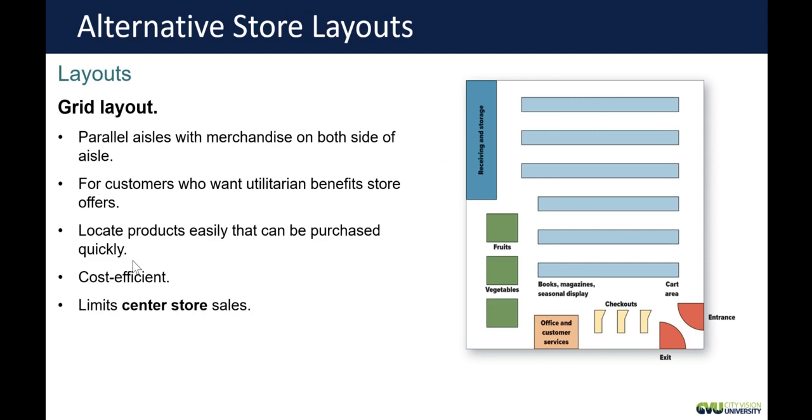So when we talk about what kind of layout and store design you should use within your store, one of the more common ones is a grid layout, where you have parallel aisles with merchandise on both sides of the aisle. This is really easy for customers who want those utilitarian benefits: I just need to get in, get out. You can locate your products easily. It's cost efficient, but it does limit center store sales, so there's not going to be a lot of interactions, but it works pretty well. So that's one way to do it with a grid.